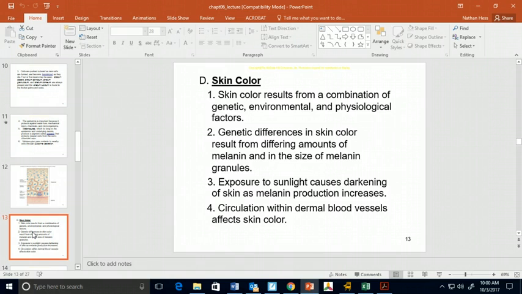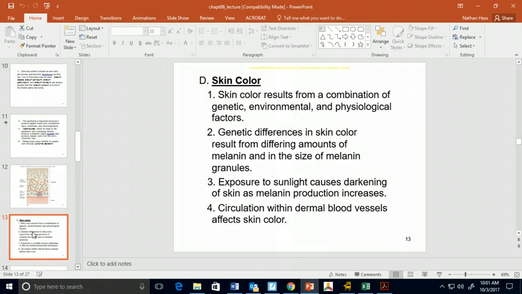The other piece that does matter is genetics. So that amount of melanin that's being produced is codified in your DNA, and you pass that on to your children. And your children pass it on to their children, and their children, and so on. We cool?